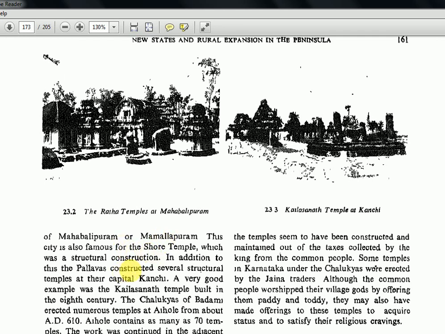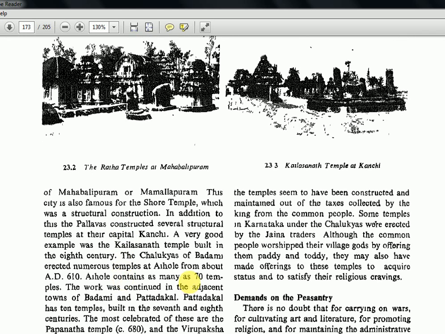In addition to this, the Pallavas constructed several structural temples at their capital Kanchi. A very good example was the Kailasnath temple built in the 8th century. This Kailasnath temple is different. There are 2 Kailasnath temples in South India.